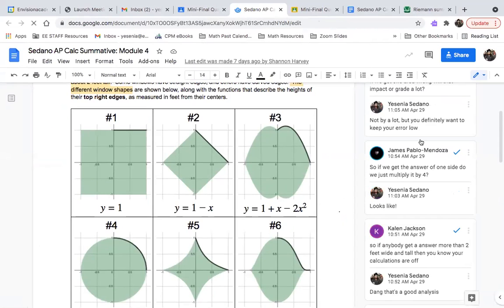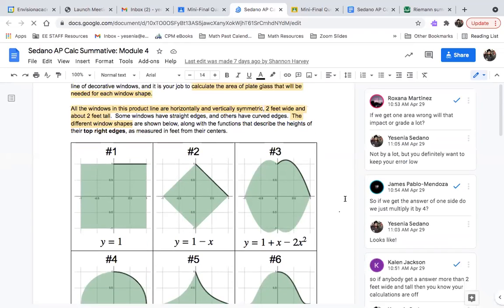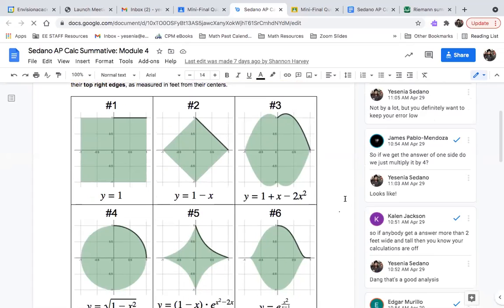And if you go to the original document, you see everyone's comments and questions and things like that. But basically, for number one, let's see, Israel, I wonder if you have any ideas. How would I find the area for this? So it looks like it's like a square.